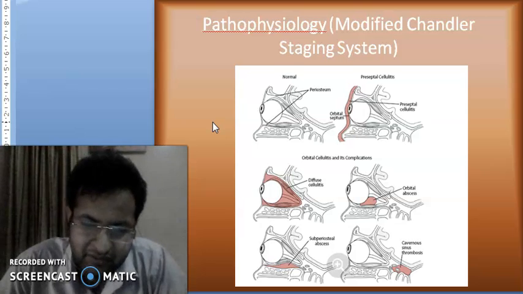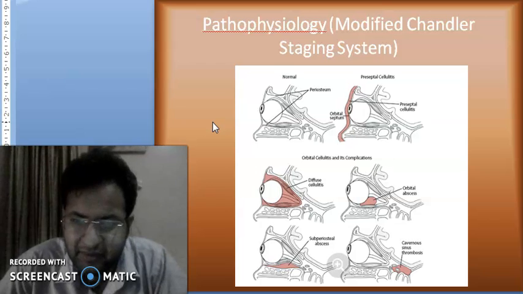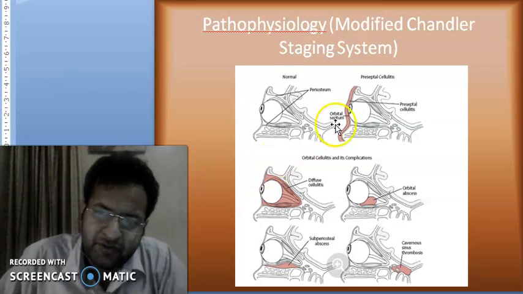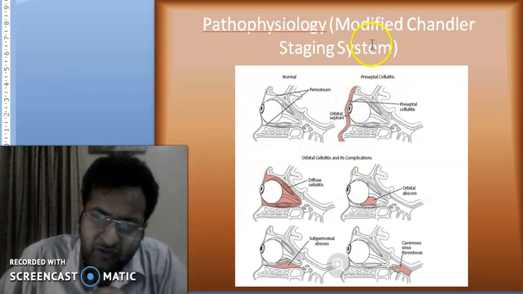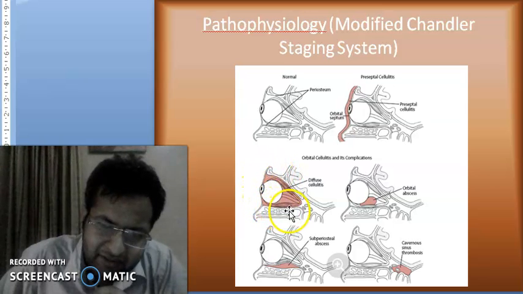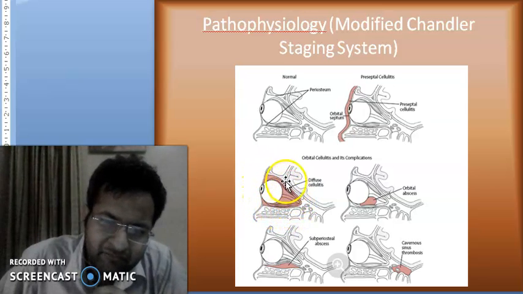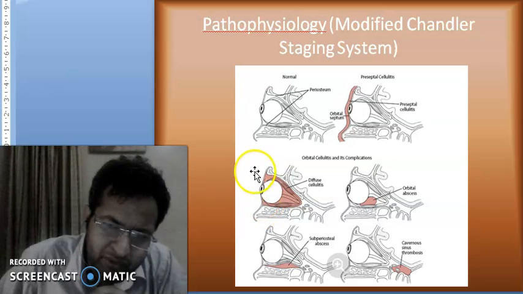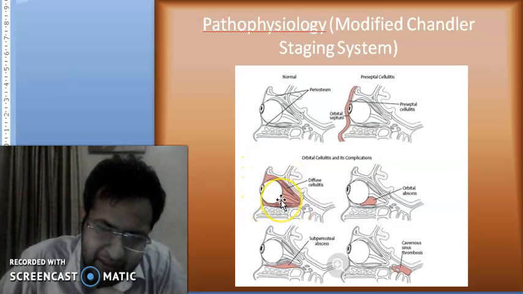The pathophysiology can be divided into various stages. This can be used even as a clinical classification to tell about the prognosis and the treatment. Stage 1 of this modified Chandler staging system is the preseptal cellulitis, that is the inflammation of the tissue anterior to the orbital septum. The next stage is the diffuse cellulitis, that is stage 2, which has the inflammation of all of the orbit including the preseptal and the orbital area.